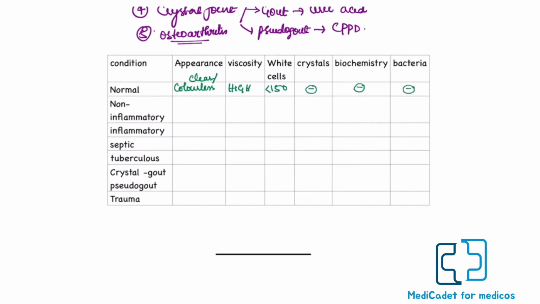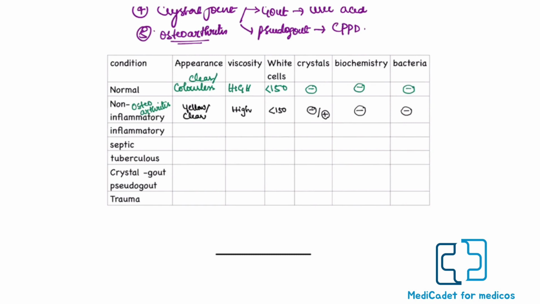And when it comes to non-inflammatory, that means your osteoarthritis, what will it be? It could be somewhere around yellow, or it could be clear again, and viscosity is still high, and the white cells are still below 150. There are no crystals. Sometimes there could be some crystals, but there is no importance in biochemistry, and there are no bacteria. So here your osteoarthritis can be diagnosed. Still it is clear, still it is normal looking, right? Only the amount of the fluid is very, very minimal, and because of the loss of hyaluronic acid also, you can get this osteoarthritis, right?